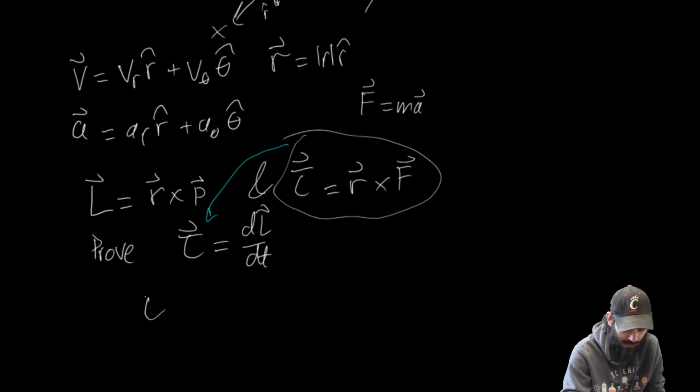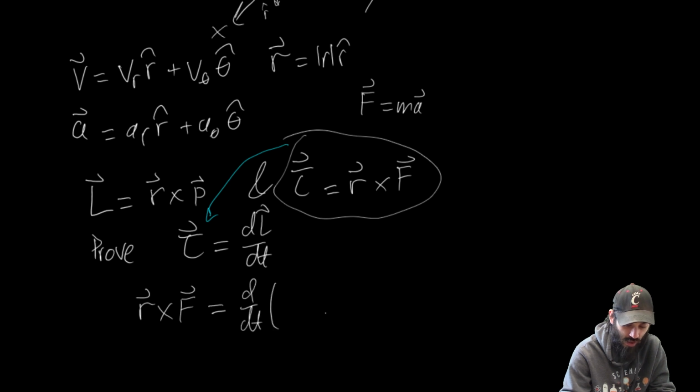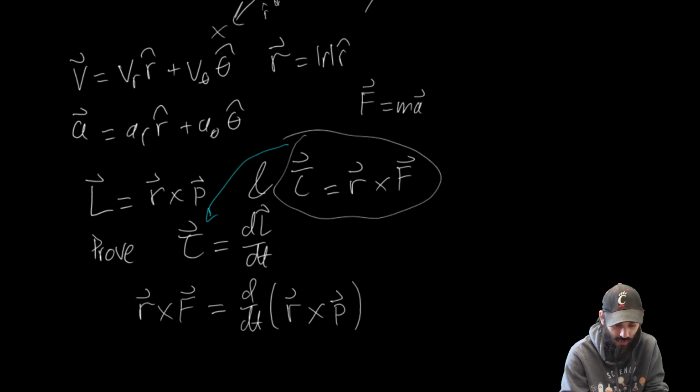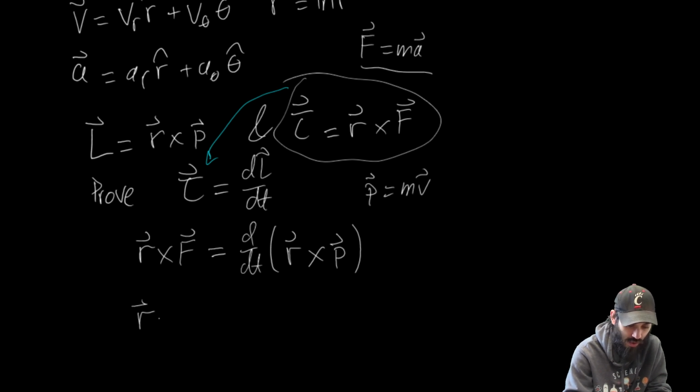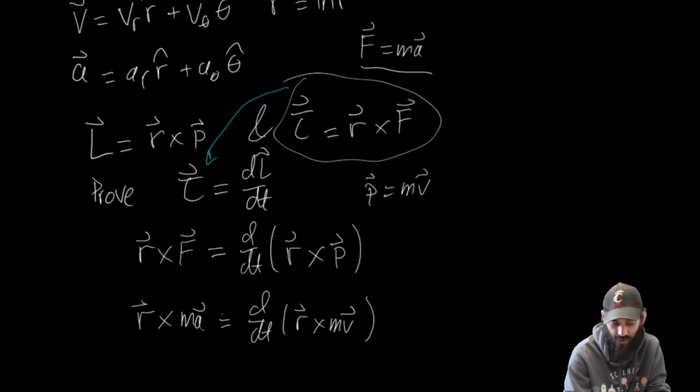This is going to be r vector cross f, right? Because I just replaced that, is equal to d by dt of r vector cross p vector. Okay, and I'll write one more step here so you guys really have this very explicitly. So then you're going to say that f is equal to ma, p is equal to mv. Okay, so then I can replace this. This is going to be r cross ma is equal to d by dt of r vector cross mv, and we can actually cancel our masses. These are constants, so they don't come into play.